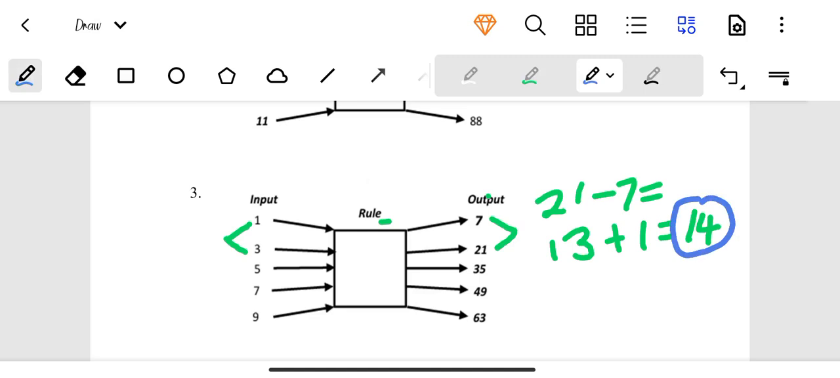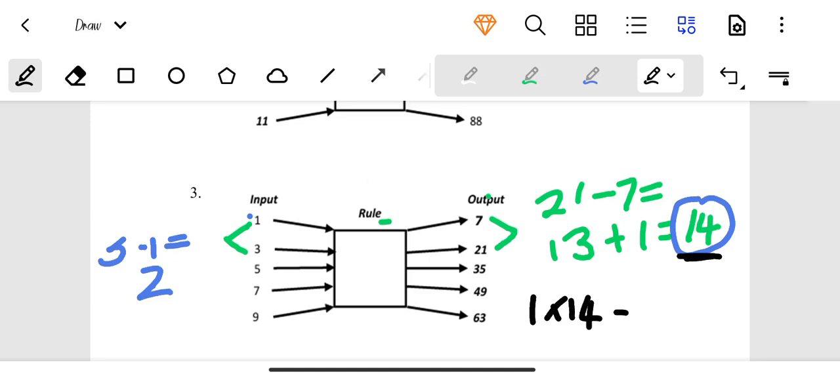What is the difference between input number 1 and number 2? We're going to say 3 minus 1, which is going to be 2. So we can start off by trying out 14 as the rule. If we say 1 multiplied by 14, the answer is going to be 14. So it means that it doesn't give us the answer there.